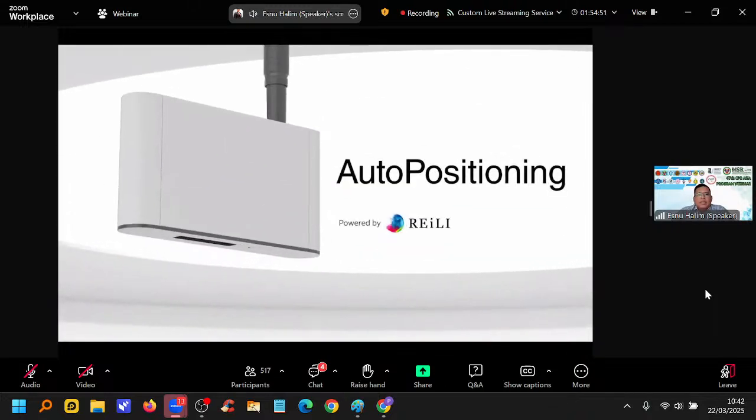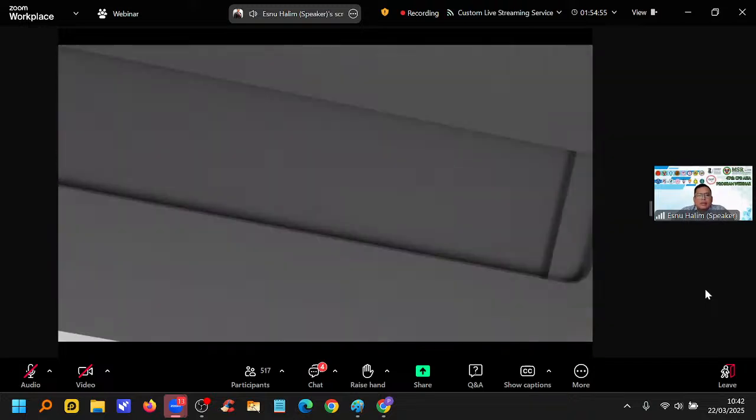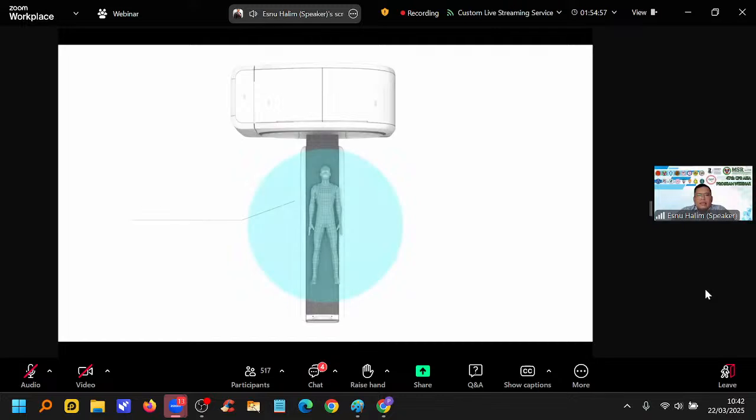You see there's a new additional tool in the CT room. It is a ceiling-mounted 3D camera.